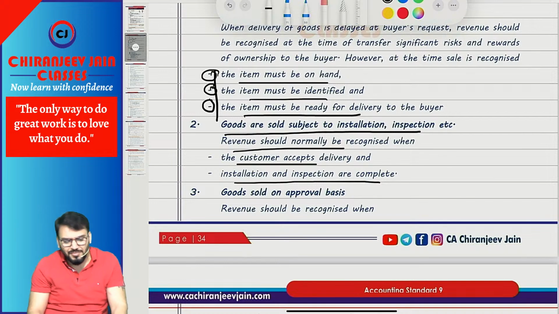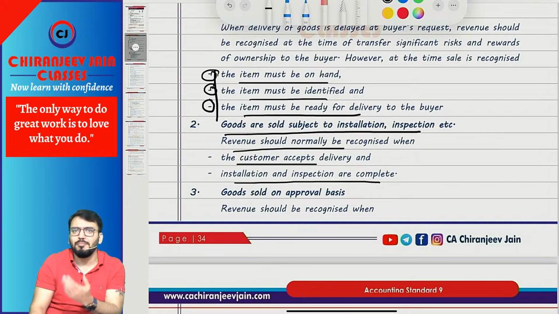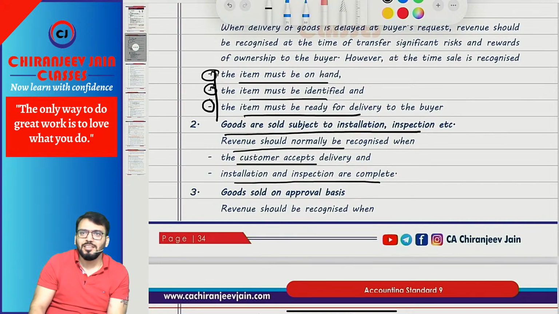Understood? Sometimes the installation is very easy, a simple installation, which can be done by the customer. So even though it is subject to installation, can I say in that case installation was not required, it can be done by whom? Customer only. So in that case revenue is recognized once the buyer accepts the delivery. Once the buyer accepts the delivery.